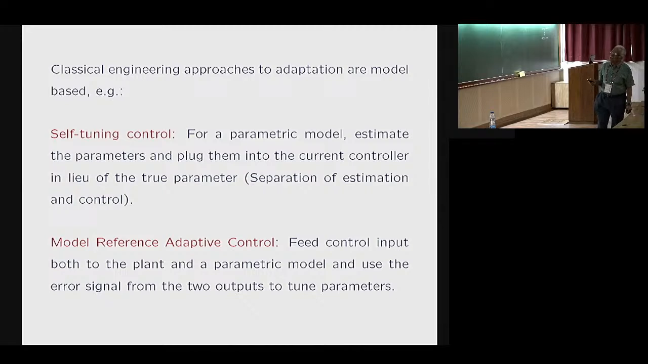So the classical adaptive control in engineering is broadly these two things. In self-tuning control, you estimate a parameter and just plug it into your control policy as though it is the correct parameter. So you may be running some maximum likelihood or Bayesian scheme to estimate. You have a model, you estimate the parameter and treat it as the true parameter and come up with a control scheme. Here, what you do is you have a model, you have the true system, you feed some control, and you get some outputs from the true system and the model. You consider the difference and use that error to tune the model.